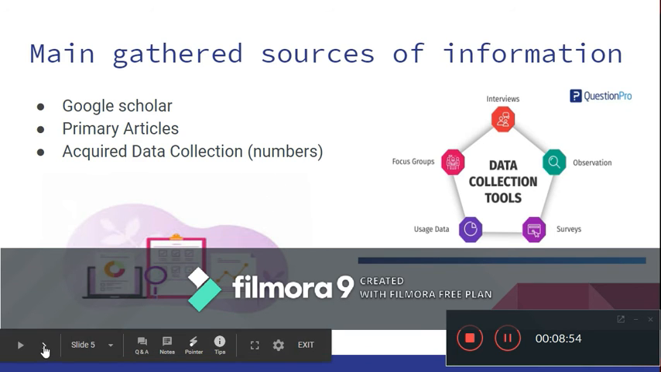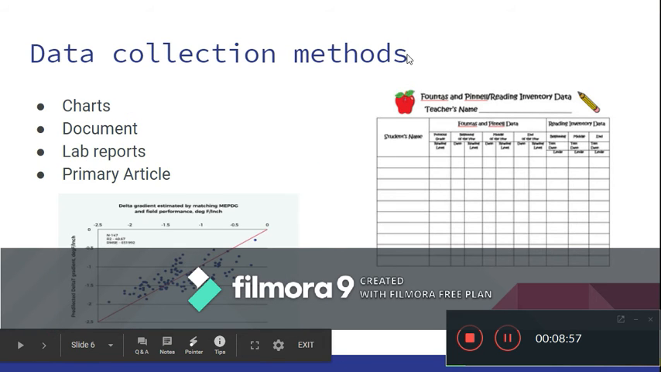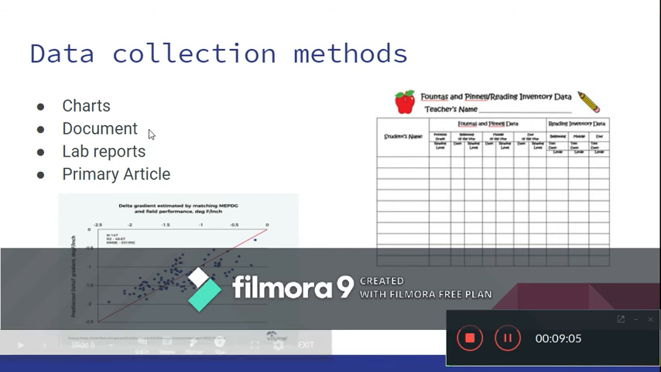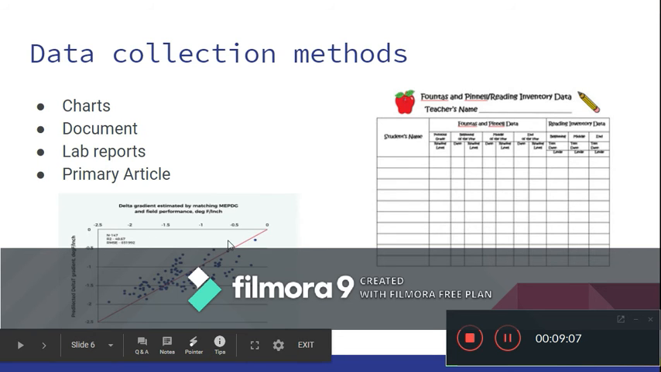Data collection method. Now, I put a very easy one to understand, and a little bit one that you may or may not have seen before. So let's look specifically at charts. These are charts. This is a medical chart that was analyzed by a hospital called Grady Hospital in Atlanta, Georgia.